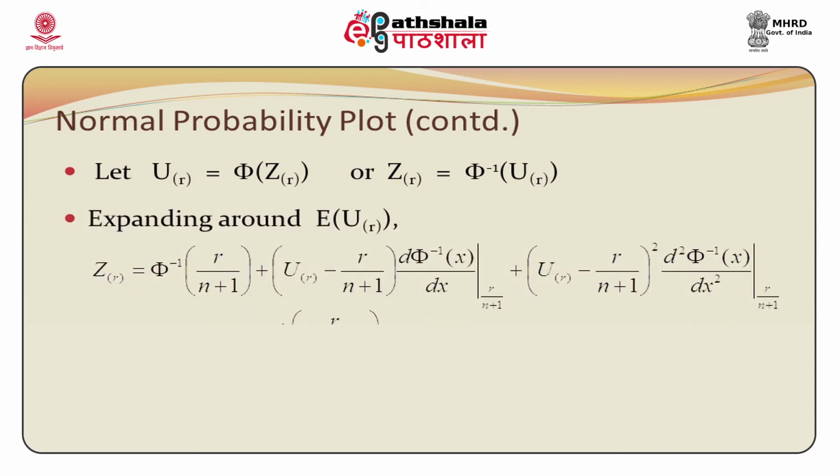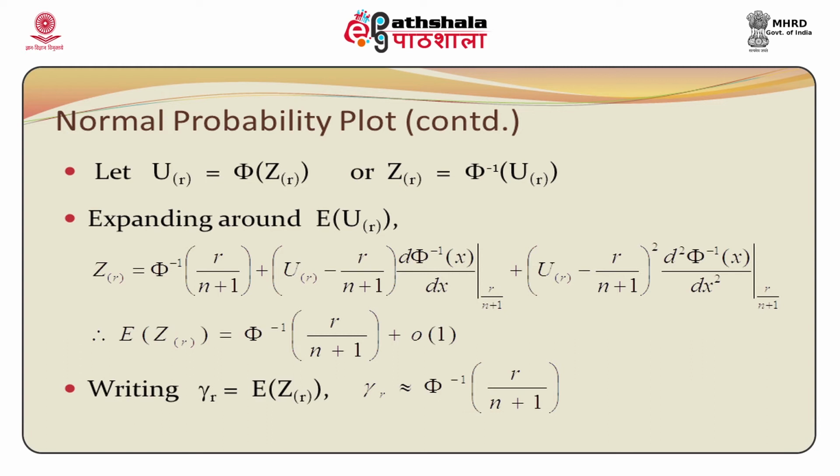And then expanding around the expected value of ur, which remember is r by n plus 1, we have zr is equal to phi inverse r by n plus 1 plus ur minus r by n plus 1 into the first derivative of phi inverse taken at the point r by n plus 1 plus ur minus r by n plus 1 square into the second derivative of phi inverse taken again at the point r by n plus 1, and so on.